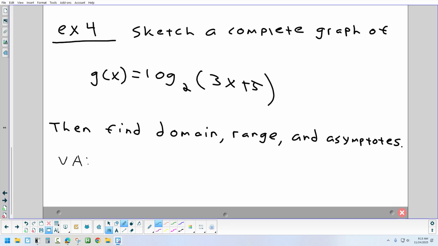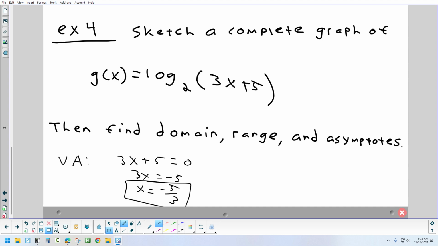Can you tell me the equation that I would need to set up and then solve to get the vertical asymptote? 3x plus 5 equals 0. Yep. 3x plus 5 equals 0. There we go. And I'm going to graph that right now. Negative 5/3.